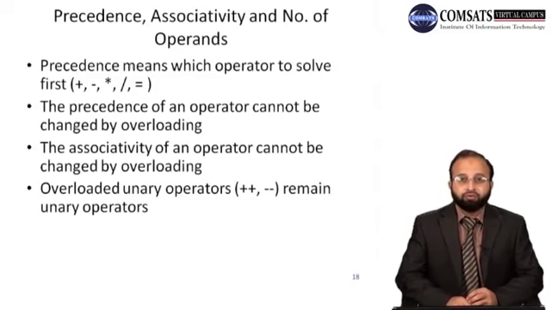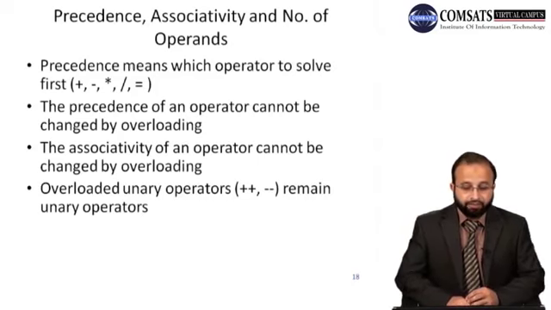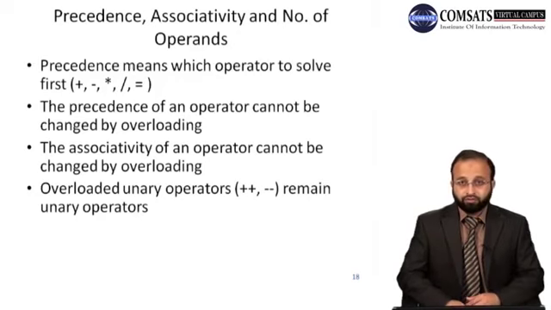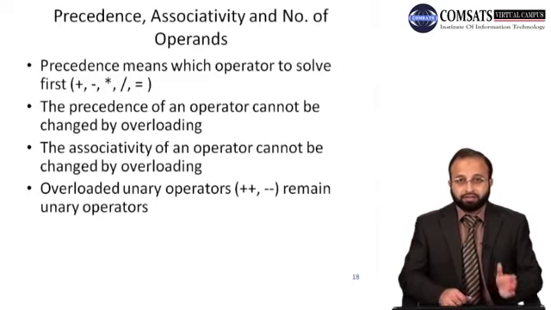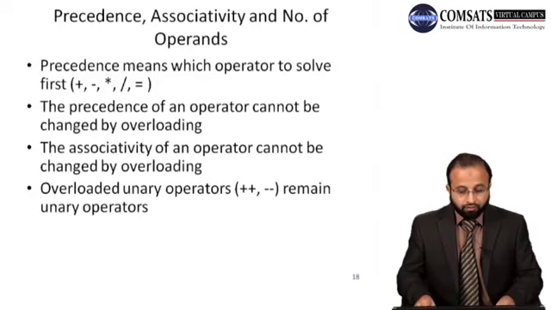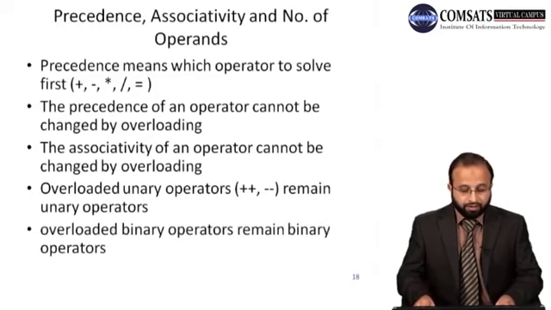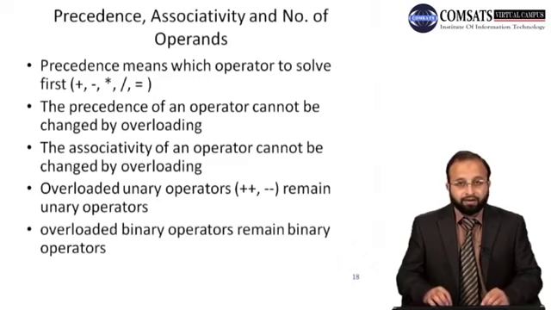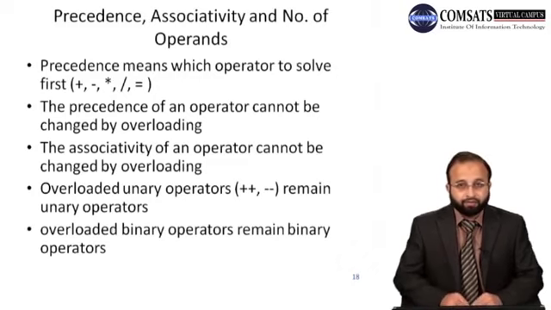For example, if two operators, let's say multiplication and division, or the mod operator, have the same priority, and they occur in the expression, then there is a tie. Which operator should be solved first? Then you have to start solving from left to right if there are no parentheses, right? So the overloaded unary operators, plus plus and minus minus, remain unary operators. You can overload plus plus and minus minus, but they cannot become binary operators. They remain unary operators. Similarly, an overloaded binary operator will be a binary operator. It will not become a unary operator, right?